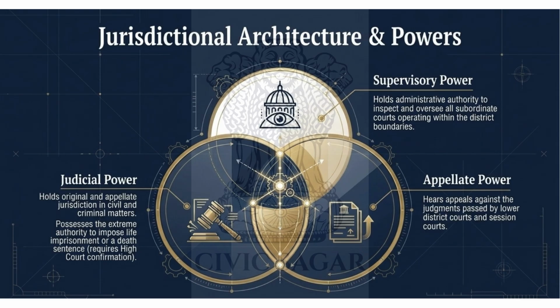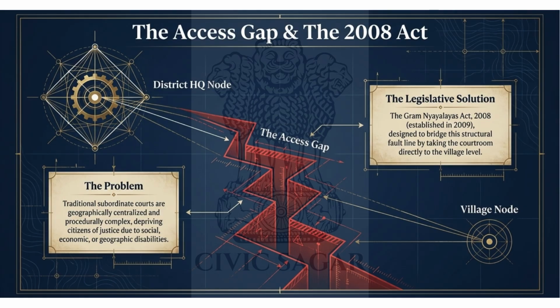Remarkably, on the criminal sessions side, they possess the extreme authority to impose life imprisonment or a death sentence, though a death sentence strictly requires confirmation from the state high court before it can be executed. Third is appellate power, allowing them to hear and rule on appeals brought against judgments passed by the lower district and session courts.